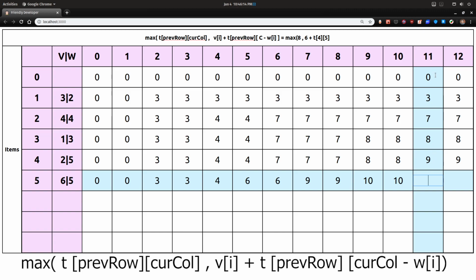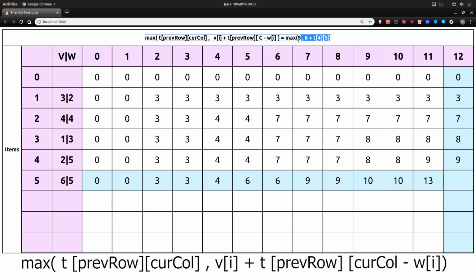For a knapsack of capacity 11, the maximum value would be 6 plus T of 4 of 11 minus 5. 11 minus 5 is 6, that would be 7. So 6 plus 7 would be 13. For the last cell, you can see that we are considering a knapsack capacity of 12, which is the actual problem statement, and we are considering all the 5 items.